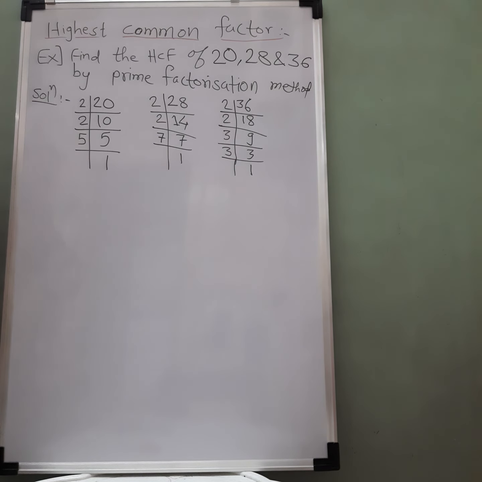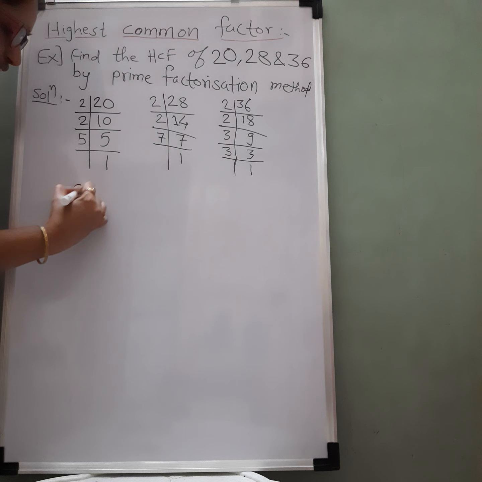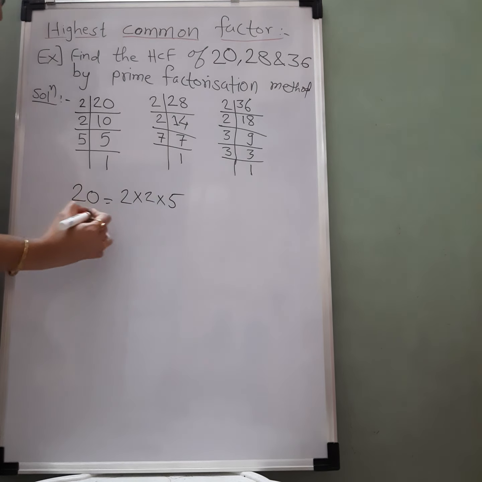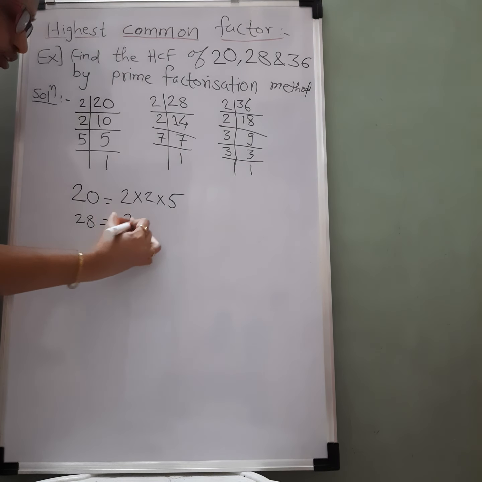Now we will write down the prime factorization of 20. So 20 is equal to 2 into 2 into 5. And 28 is equal to 2 into 2 into 7.